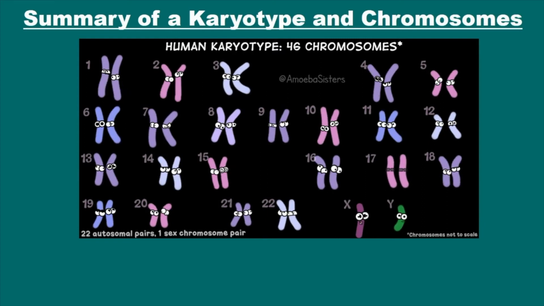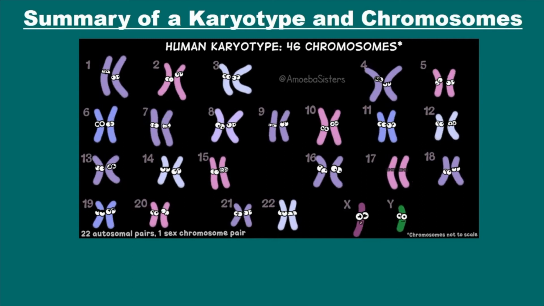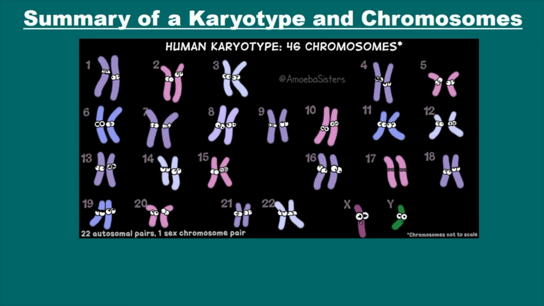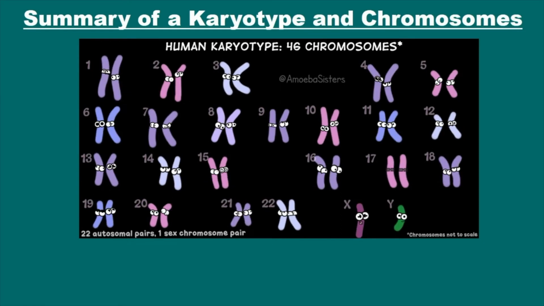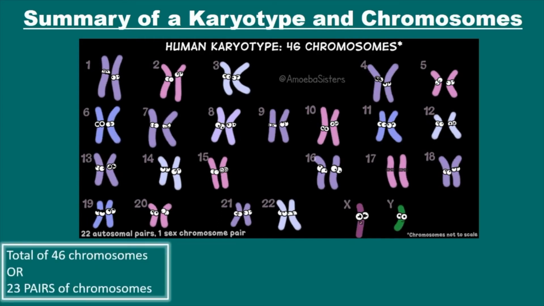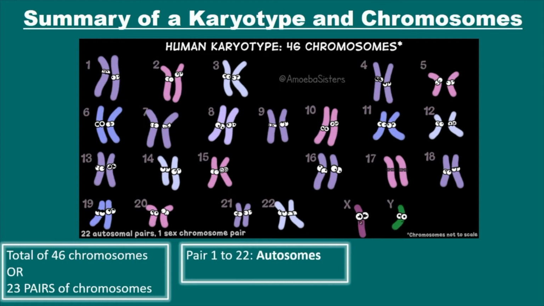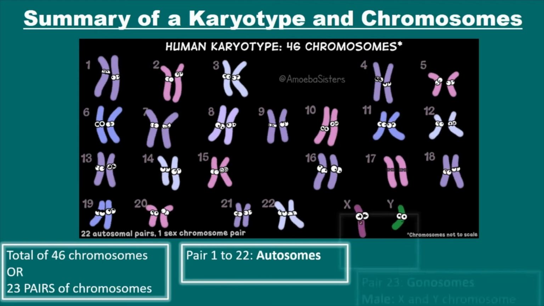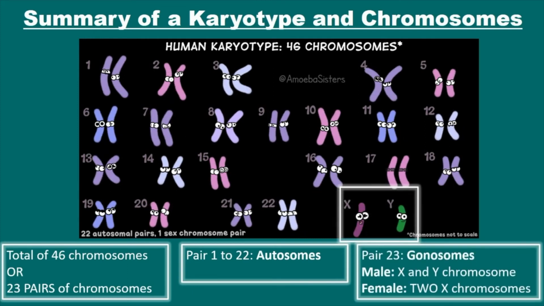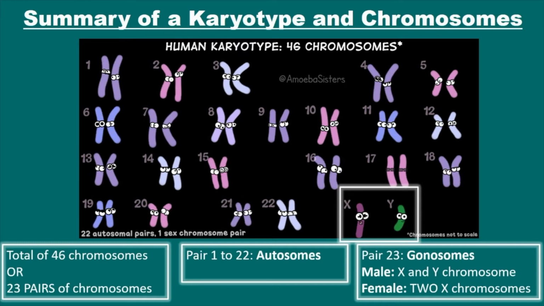In position number 1, we will actually have 2 homologous chromosomes, a pair. There are 23 pairs of chromosomes in any human somatic cell. So definitely not a gamete, because there we will only find 23 chromosomes. So we have a total of 46 chromosomes or 23 pairs. The first 22 pairs, from pair number 1 to 22, we call autosomes. And then the last pair of chromosomes, which is pair 23, we call gonosomes, because these are your sex chromosomes.